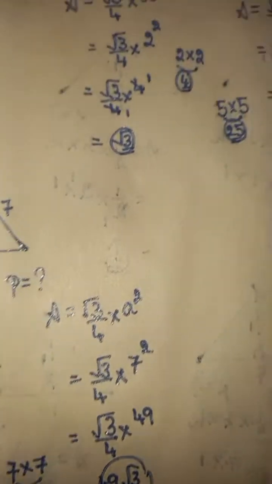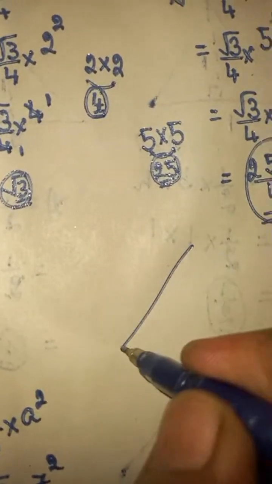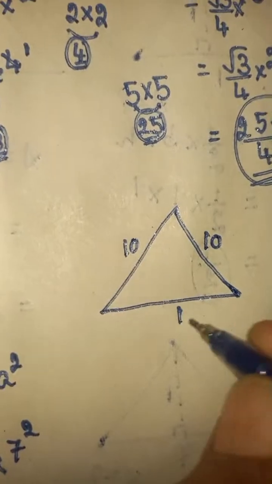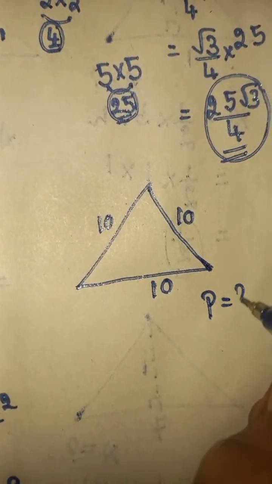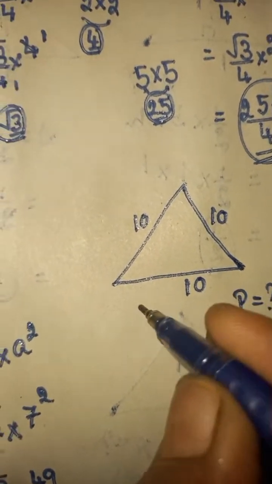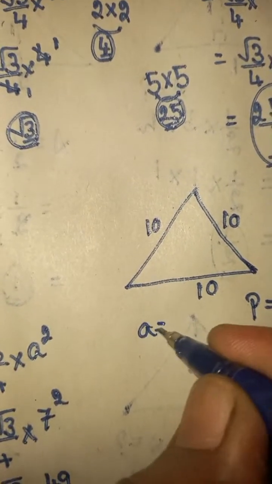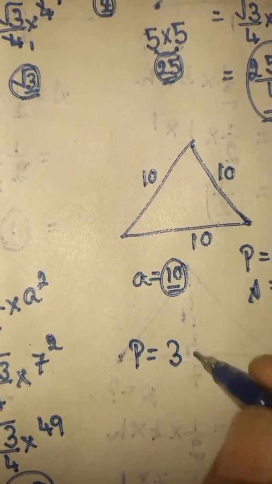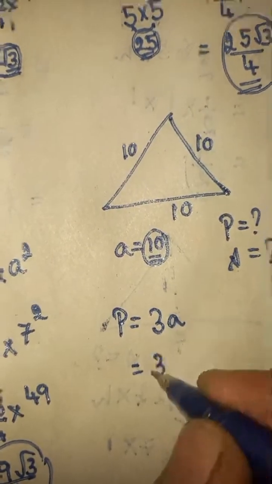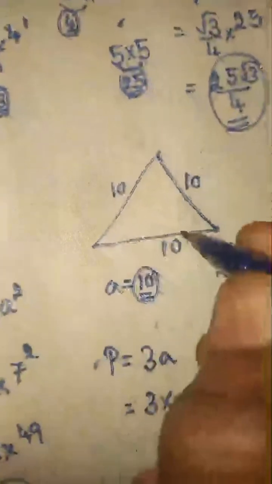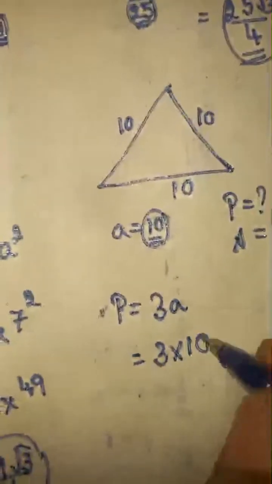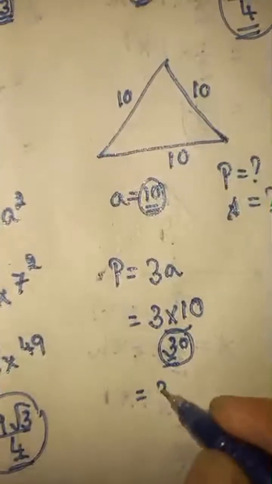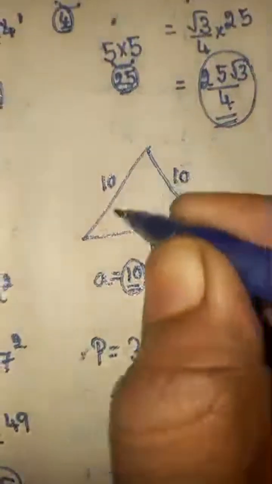Now let's take the final triangle. In this final triangle, they have given all three sides as 10 units. You need to find out what's the perimeter and what's the area. Here, the side length they have given us is 10 units. Perimeter of an equilateral triangle is 3 times the side length, that is 3 times 10 units. 3 times 10 is 30 units. So 30 units is the perimeter of this equilateral triangle.